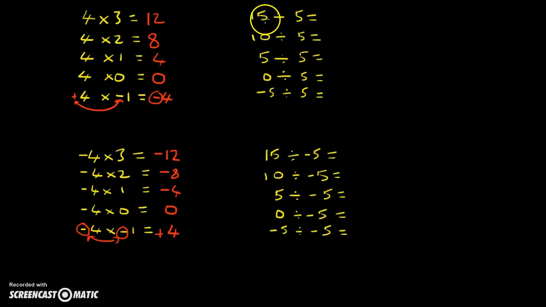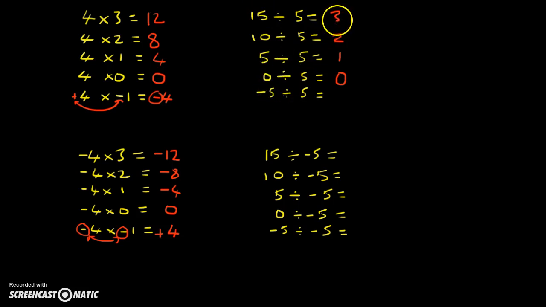Now moving on to dividing. So again, we'll do it via patterns. So 15 divided by 5, 3, 10 divided by 5, 2, 5 divided by 5, 1, 0 divided by 5, 0. So if we look at these numbers, you can see they're all going down by 5. So 15, 10, 5, 0. Next one must be negative 5.